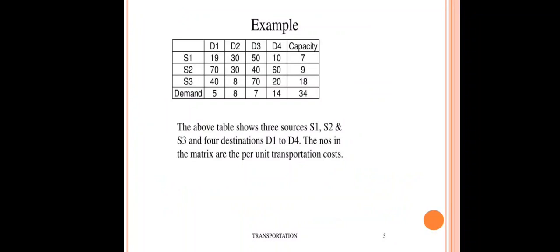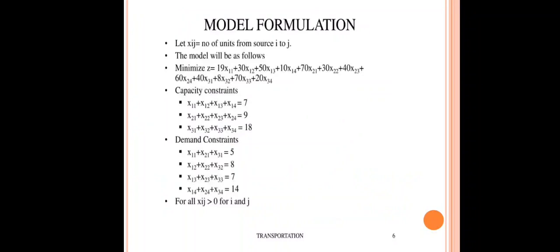So this is an example of a transportation problem. The above table shows three sources S1, S2 and S3 and four destinations D1, D2, D3, D4. The numbers in the matrix are the per unit transportation cost. Next we form the model formulation. Let Xij mean the number of units from source i to destination j. The model will be as follows.